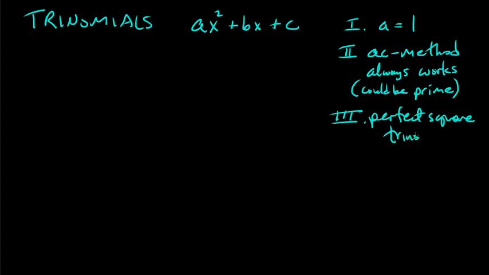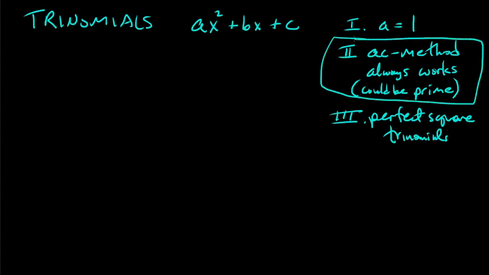Okay. And the only one you have to know for sure, of course, is the AC method, because that will get you the answer every time. You could ignore the perfect squares. You can ignore the a equals 1 and still be okay. Just realize that if you only work with the AC method, it's not always the fastest or best way of doing it.